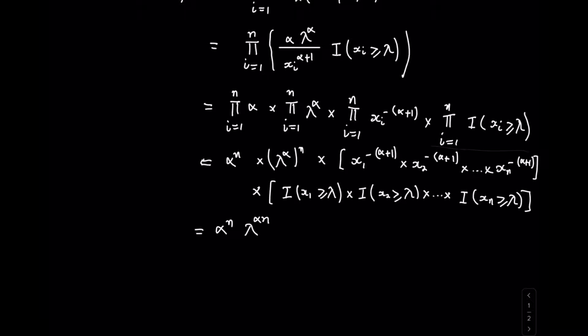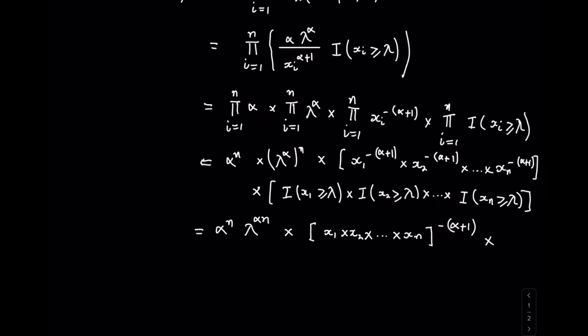Now, using our power laws here for this component of the expansion, what I note is that because we've got the same power multiple times, we can actually rewrite this product as x1 times x2 times dot dot dot times xn, all to the power of negative alpha plus 1.